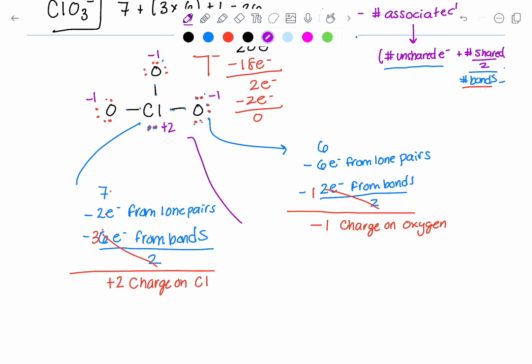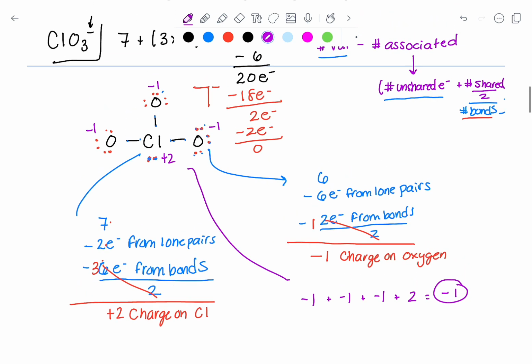If we take the sum of all of these, if we do -1 plus -1 plus -1 plus +2, we get an overall charge of -1. And if we look back to our structure, it also has a charge of -1. So our formal charge equals out to the charge on our molecule, so we know that we are correct.